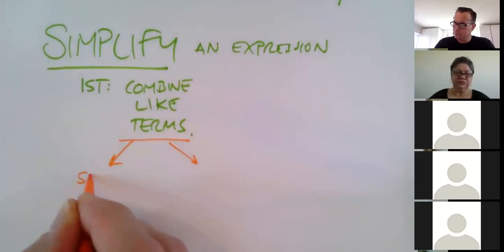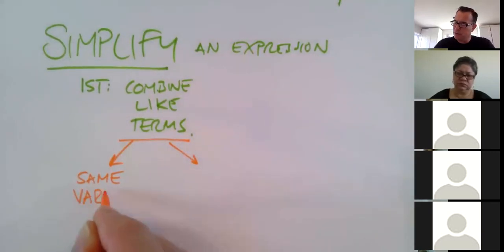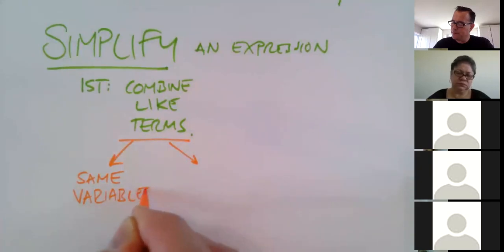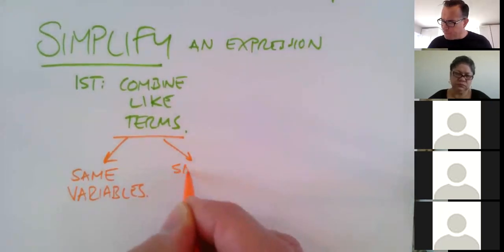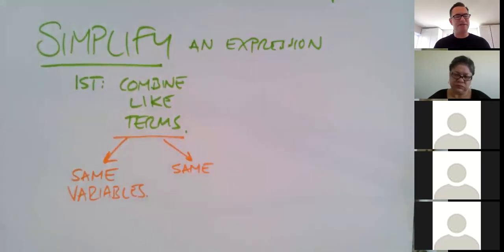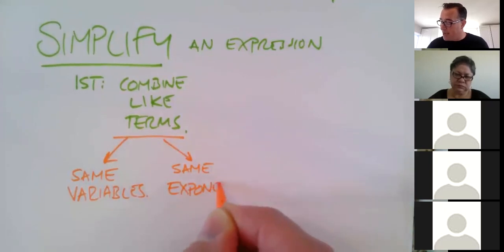So, same, anyone? Yes, Medica, thank you. Same variables. That's one thing you look for, or in the case of your example of 2 and 7, lack of variables. If there are no variables, that's fine too. There's one other thing we want to look for. If they have the same variables, that's right, Bibiana, that's correct. Same exponents. Same variables and same exponents is what we look for.